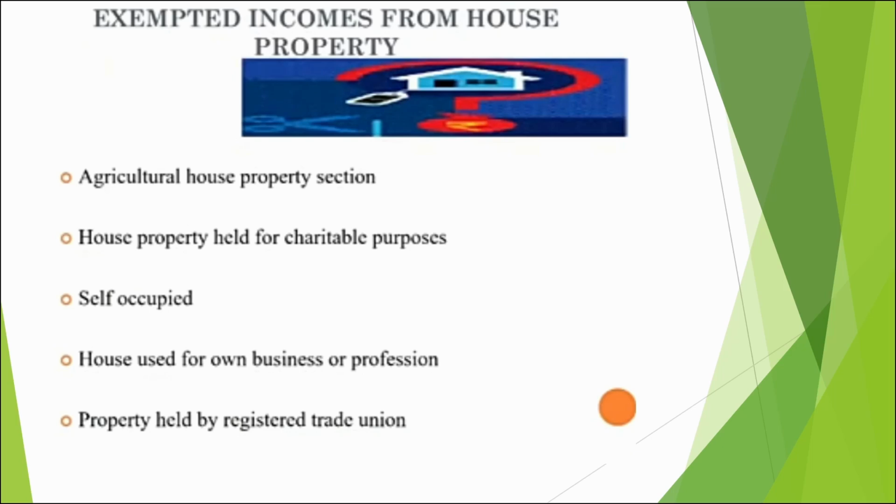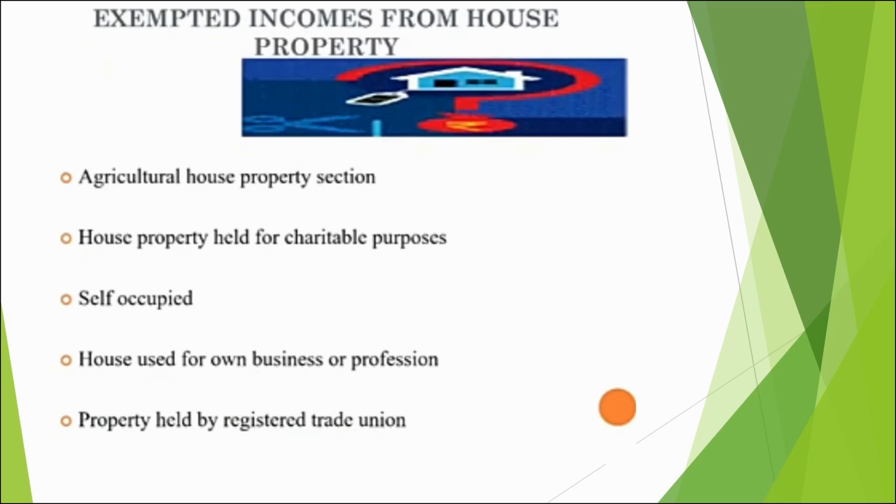Next we see about exempted income from house property. In the tax law, certain incomes from house property are exempted. So what are the exempted incomes? We see one by one. Under section 10 of the Income Tax Act 1961, the following incomes from house property are exempted from tax. These incomes are not to be included in the total income of the assessee. Hence, no tax is payable on such incomes.